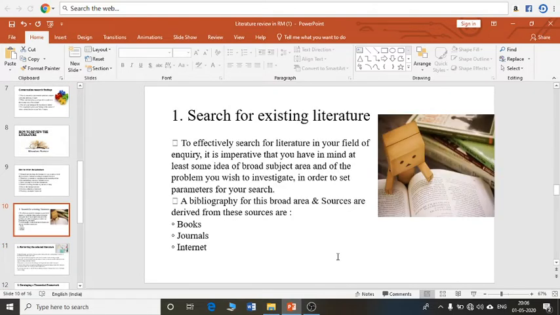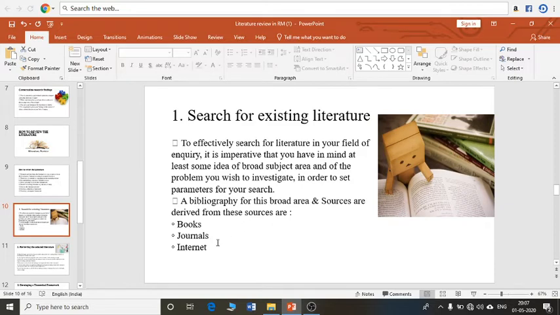First is searching for existing literature. Here you start with at least some idea of the broad subject area and the problem you wish to investigate, then set some parameters for your search. Compile a bibliography for this broad area. There are sources that you can use to prepare this bibliography, sources like books, journals, and the internet. By this you can compile your bibliography.